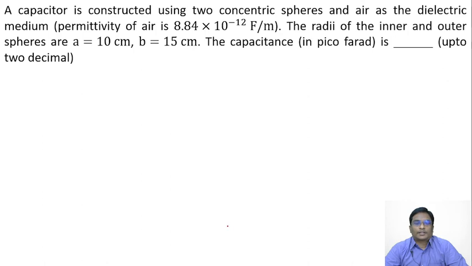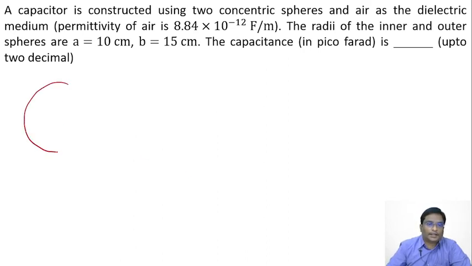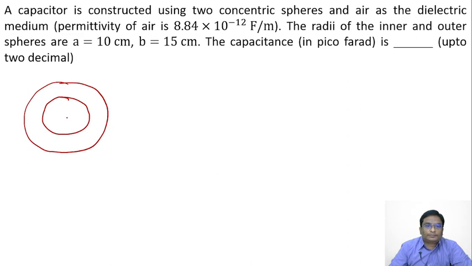A capacitor is constructed using two concentric spheres, and there is a dielectric between them. The dimensions given are A and B, with A less than B. Let us say this is A, this is B. A is 10 centimeters, B is 15 centimeters. The capacitance in picofarad up to 2 decimals is asked.